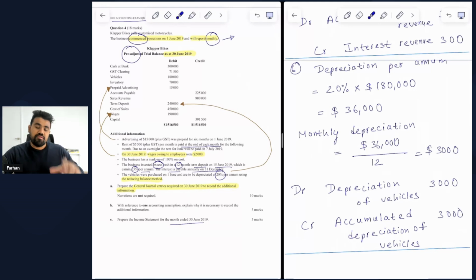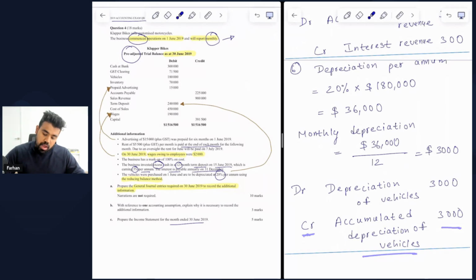So rather than reducing the value of the non-current asset within the non-current asset cost account itself, we create a contra asset account to reflect the reduction in the value that has been lost due to the usage of that non-current asset. That is known as accumulated depreciation of non-current assets, which in this case is accumulated depreciation of vehicles. You always credit it because it's a contra asset account. Contra here means this account is just on the side to show a reduction in the original value of the non-current asset, which are the vehicles. So credit accumulated depreciation of vehicles by $3,000.